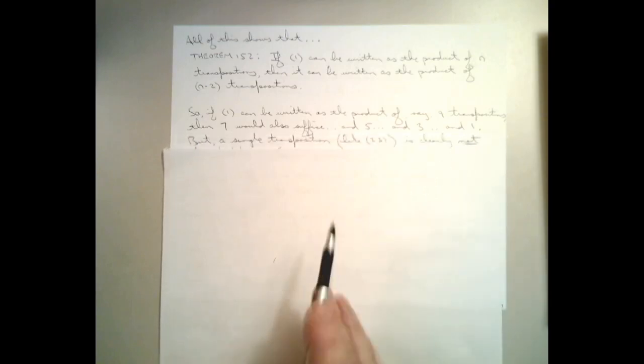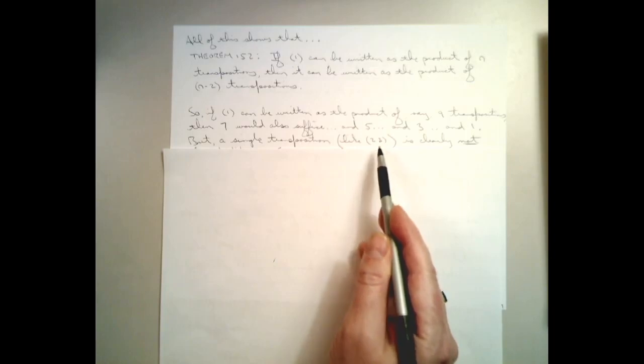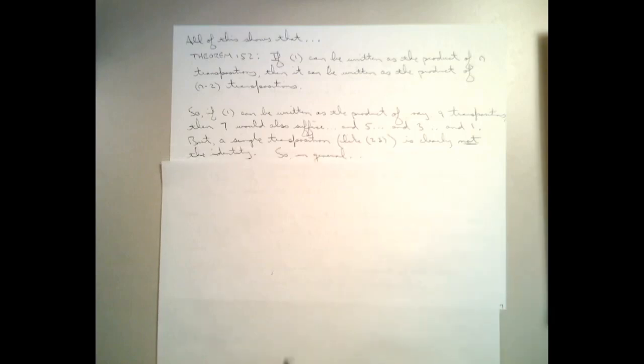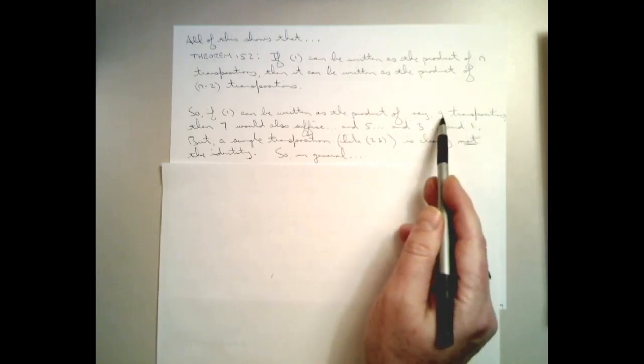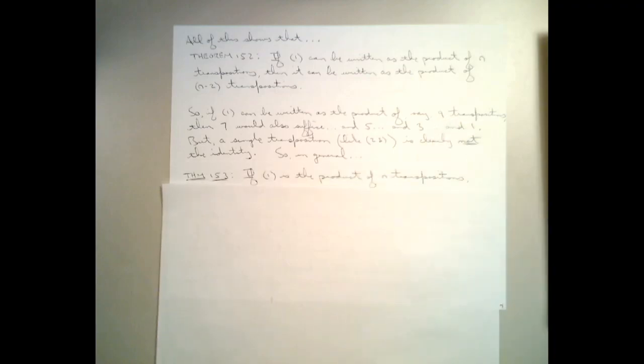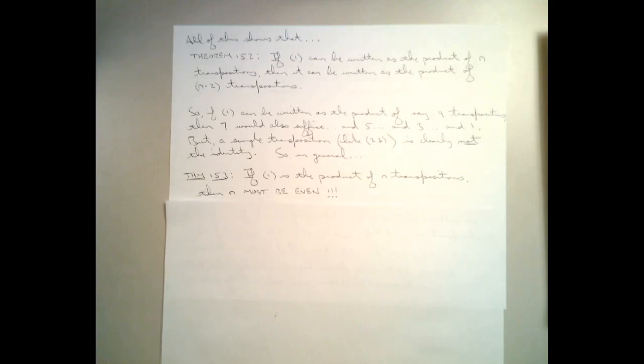But a single transposition, like 2, 3, for example, is clearly not the identity, right? It's not the identity element. So if I started with an odd number of transpositions and kept whittling it down by 2, I'm going to get down to a single transposition. So those 9 transpositions could not possibly have represented the identity element. So in general, what this shows is that if the identity element is the product of n transpositions, then n has to be an even number. The identity permutation can only be expressed as the product of an even number of transpositions.